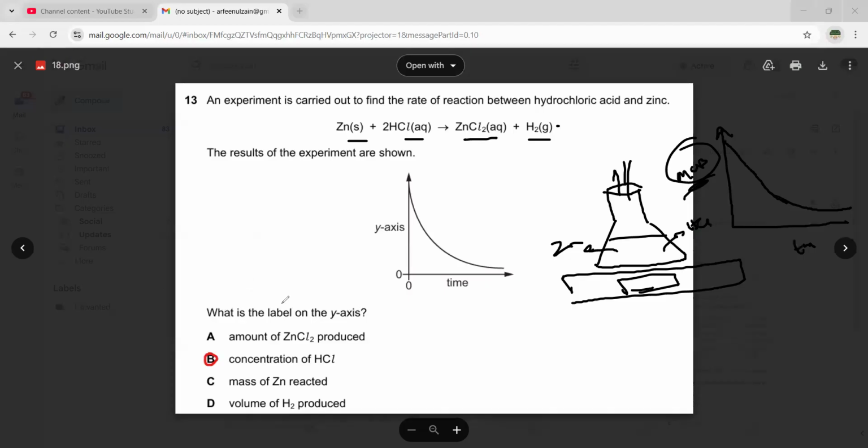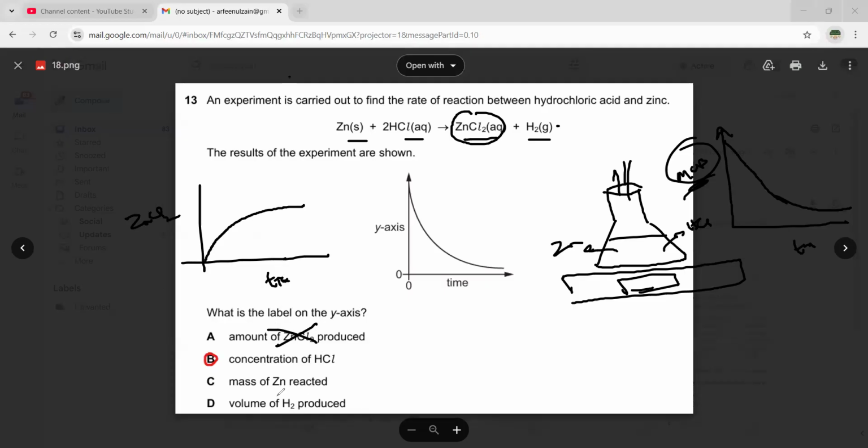So we have to check what the label on the y-axis is. It's the amount of zinc chloride produced. Amount of zinc chloride produced, because it's a product. So for a product, if it was the amount of zinc chloride, ZnCl2, produced, against time, then what should be the shape of the graph? It will be 0 in the beginning and then start to increase and then become constant. It means that the amount of zinc chloride should increase. So it cannot be the amount of zinc chloride.